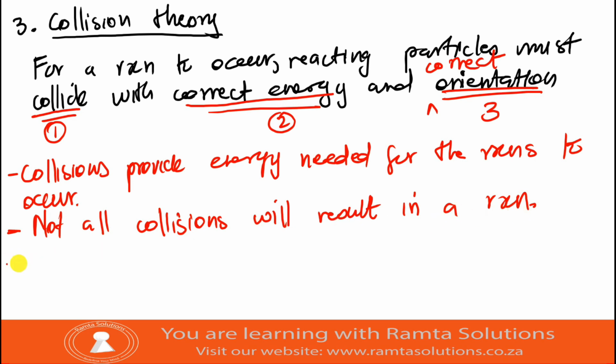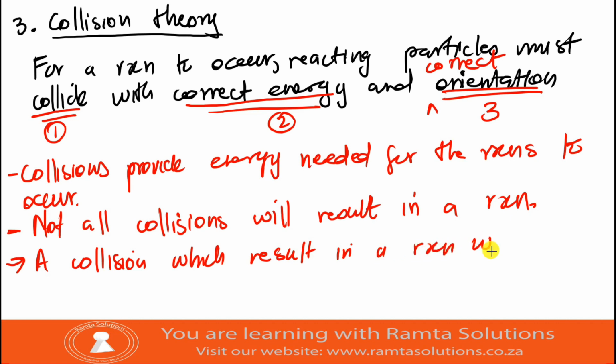So basically, we are saying a collision which results in a reaction will produce a product, and this collision we refer to as an effective collision.